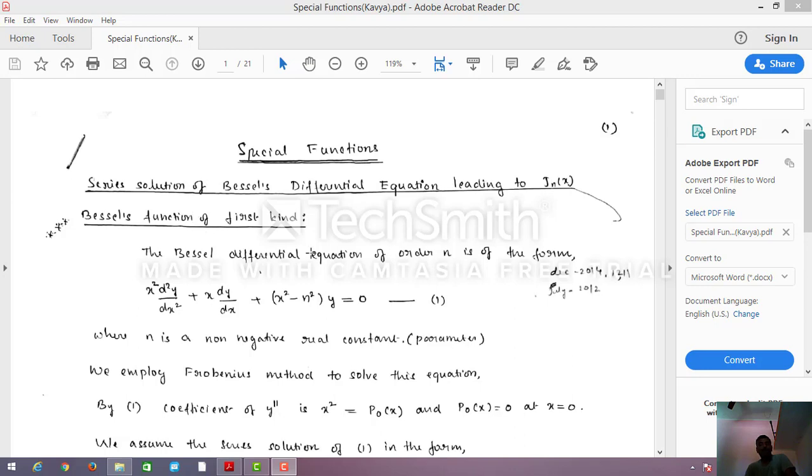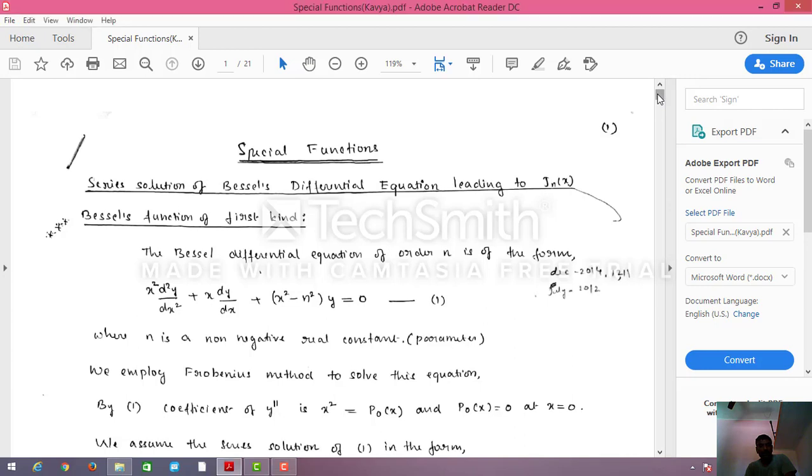The Bessel differential equation of order n is of the form x square d square y by dx square plus x dy by dx plus x square minus n square into y equal to 0, which is equation 1. Here n is a non-negative real constant. This equation only we are calling as Bessel differential equation of order n.